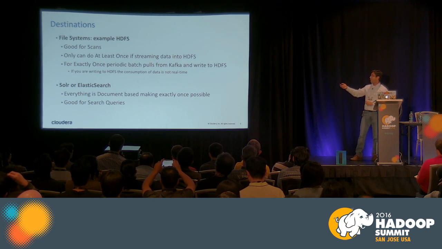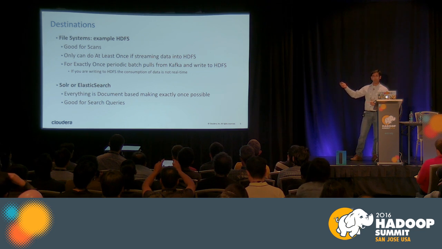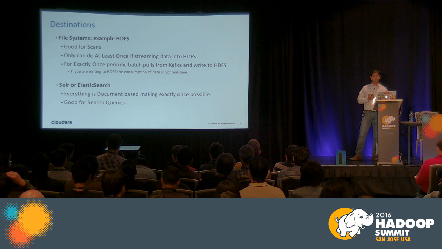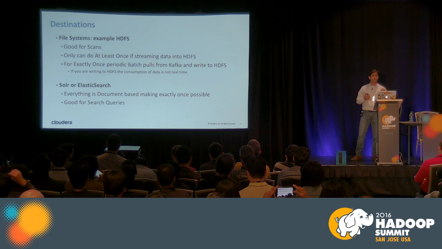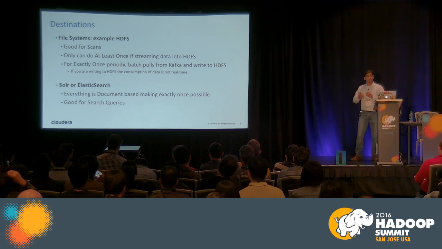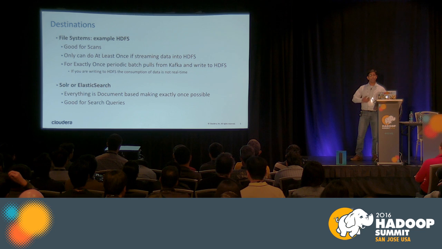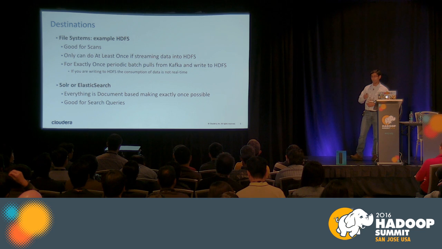Now, if you're writing to a system like Solr or Elasticsearch, it's document-based. You're essentially putting documents in there, the documents have properties, and then you index the documents. So if you redundantly update a document or enter a document twice, because they're document-based, you essentially overwrite what's in there. So you do get exactly-once semantics.